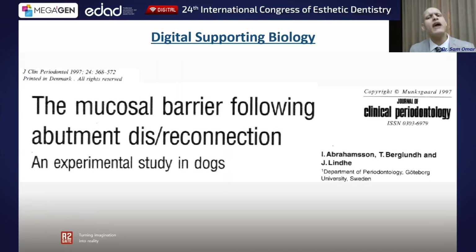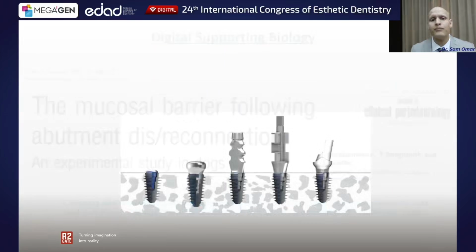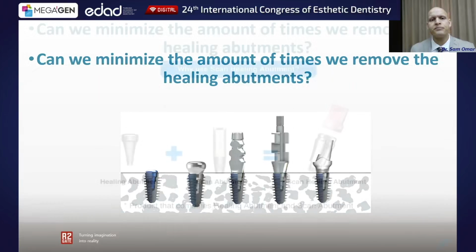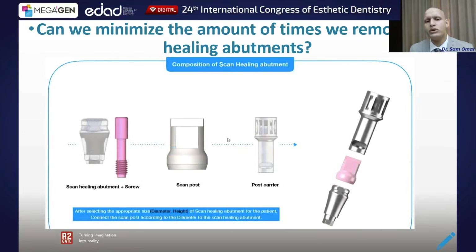So is there any way we could reduce the amount of changing and removing things on and off the implant? Well, yes. So let's see. We came up with a solution that is called the scannable healing abutment. So this abutment is basically a mix between a normal healing abutment and also a scan abutment. So it's composed of 2 parts. The bottom part is a healing abutment and the top part is a cap that acts as a scan abutment. So let's see how we use that.